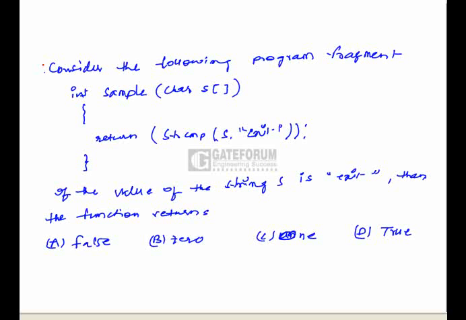A program is given and we have to find out the output of the program. In this program, S is declared as a character array, and this return statement would return the value returned by the string comparison function. Here, the string comparison function will compare the strings yes and exit, and it will return the value accordingly. If both the strings are equal, then the string comparison function will return 0.